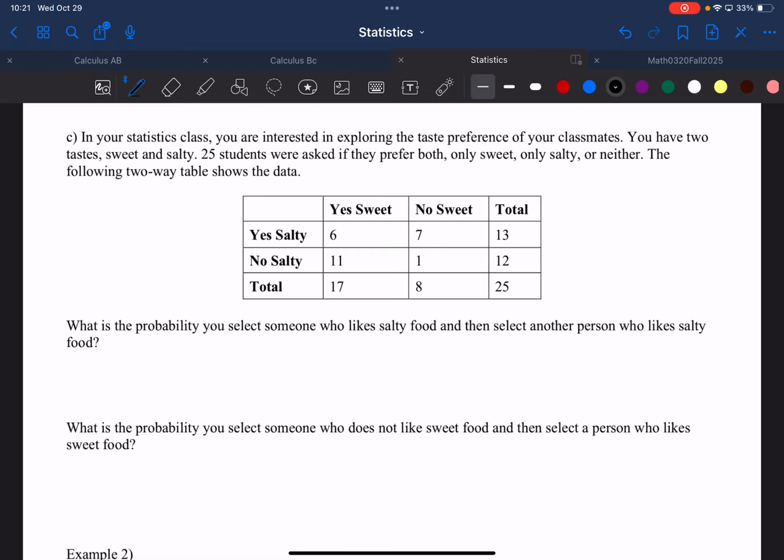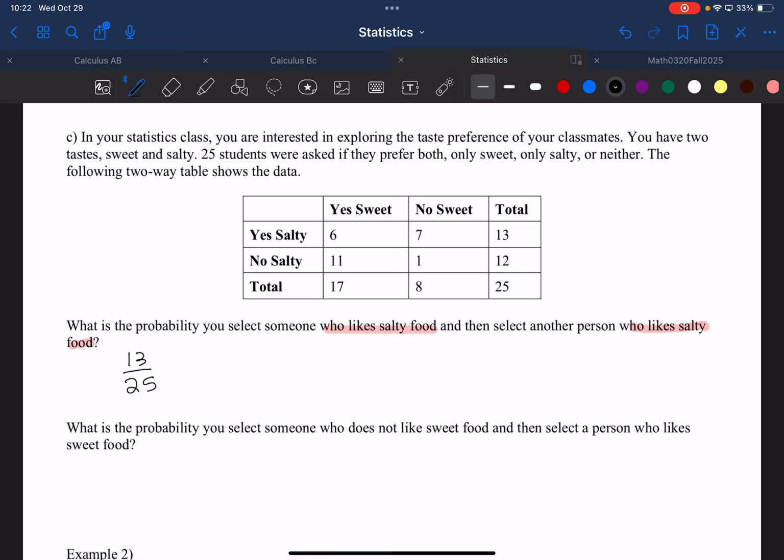Okay. So it says, what is the probability you select someone who likes salty food and then select another person who likes salty food? So those are our 2 events. So let's look at the first one. If we select someone who likes salty food, how many people like salty food? 13. So we would say 13, and how many total people are there?